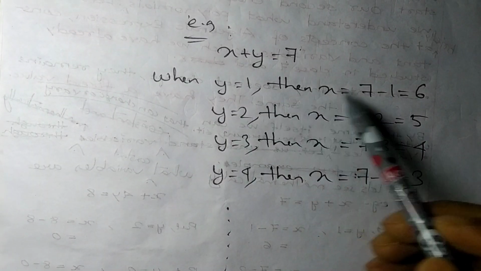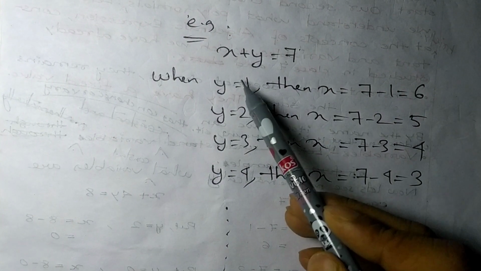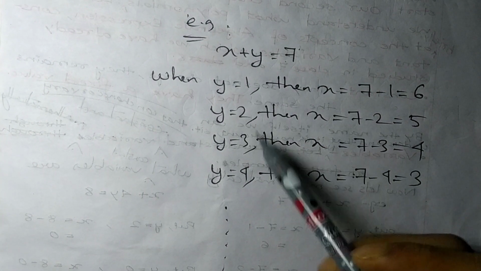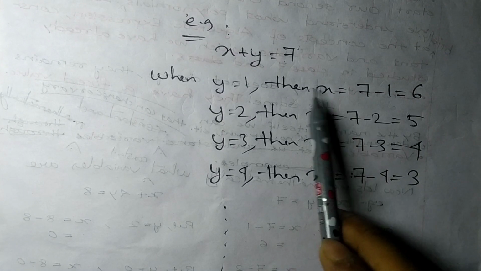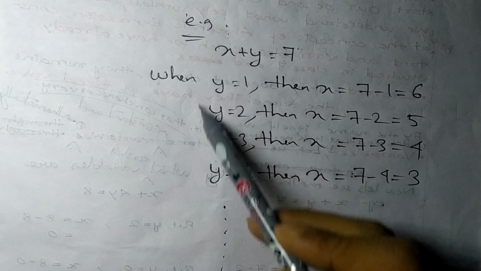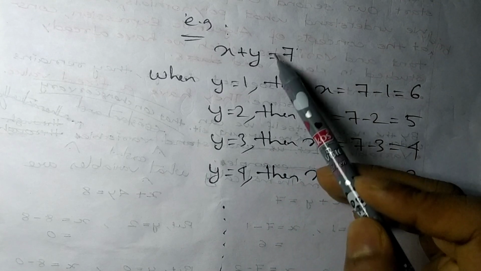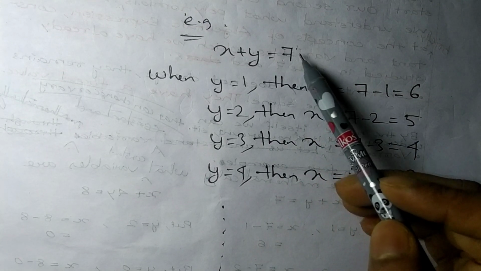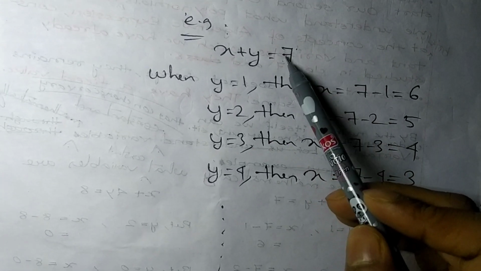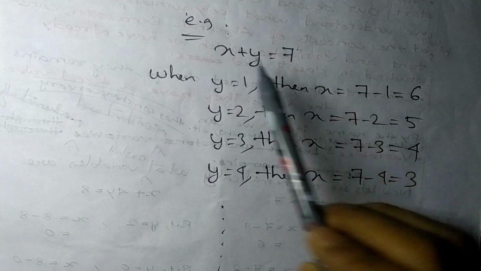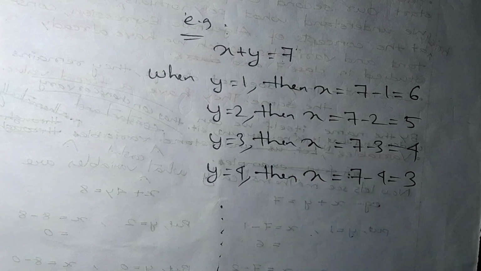So here we can see that there are different values of x for different values of y. Similarly, we can find different values of y for different values of x. So the values of x and y are changing according to situations, but the constant 7 remains the same. We could not find some other values of 7. 7 is fixed, so 7 is a constant and x and y are variables.